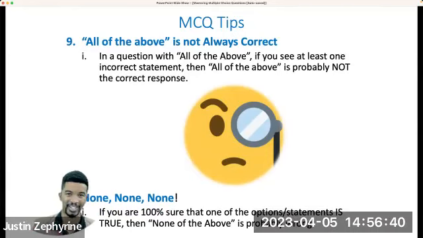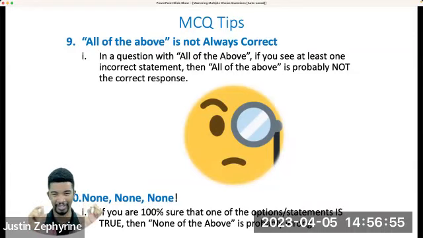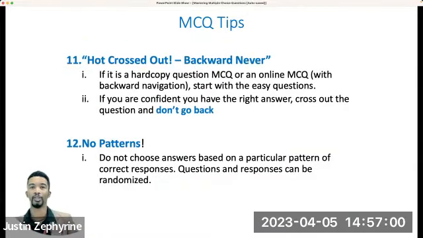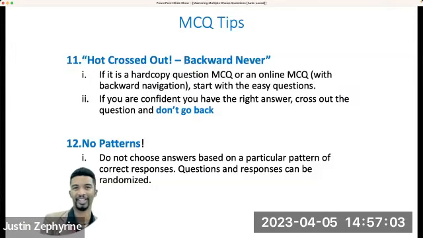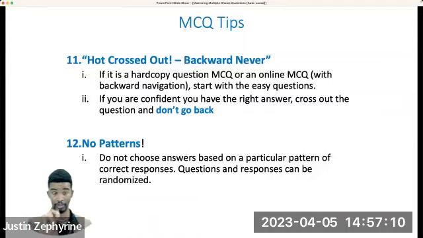If you're 100% sure that one of the options or statements is true, then obviously none of the above cannot be correct. So whether it's all of the above or none of the above, those are red flags. Just be mindful of that, and look at them differently or closely. As for crossing out, you go backward never, unless it's enabled. If you are confident in the selections you've made, then you don't have any reason to go back per se.